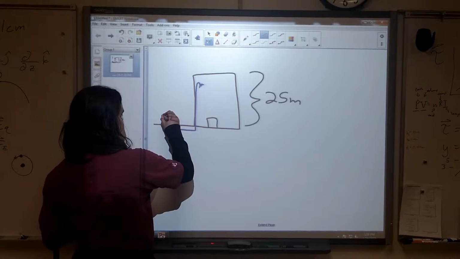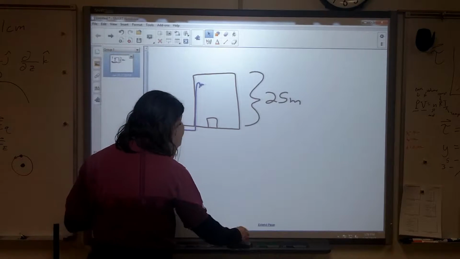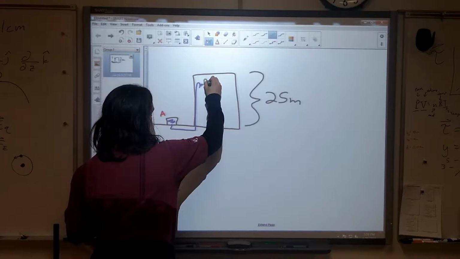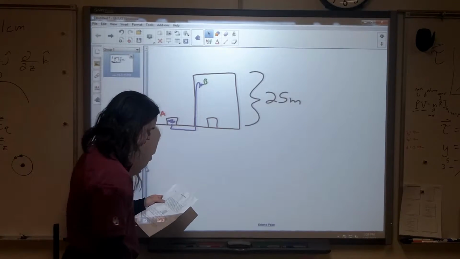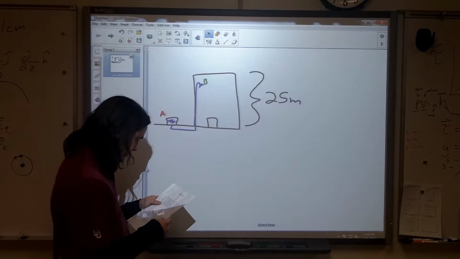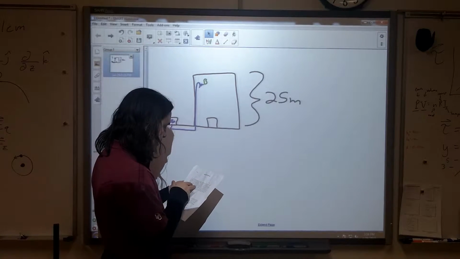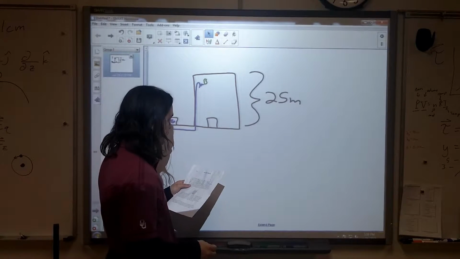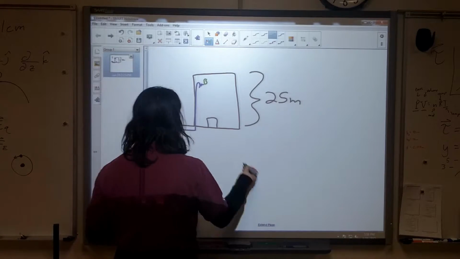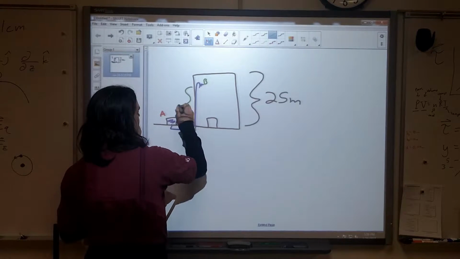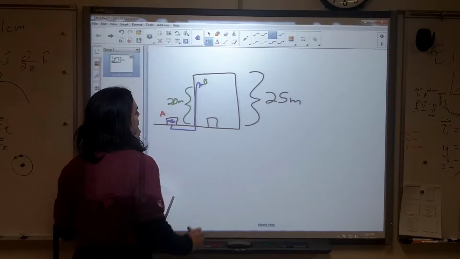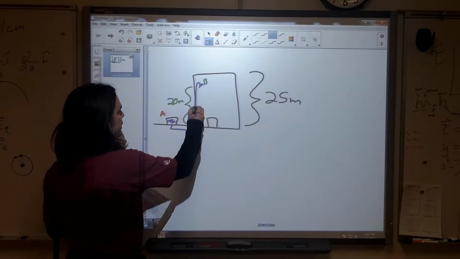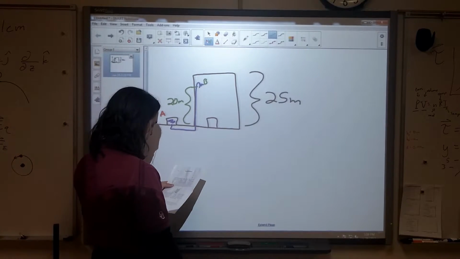So here's what we're going to do. We're going to have point A here. We're going to have point B up here at the shower head. The shower head at the 6th floor is at a height of 20 meters above the water pump, which means the point that I'm looking at here at B is 20 meters up.